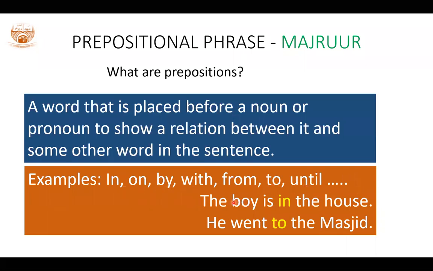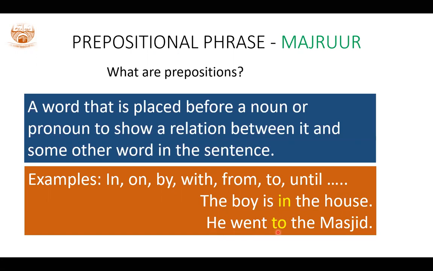Let's look at the example. We have here the sentence, the boy is in the house. The boy is in the house. What is the preposition? The word in. In is the preposition. And we say that it shows the relationship between the boy, which is the subject, and another word in the sentence, which is the house. What is the relation between the boy and the house? He's in.